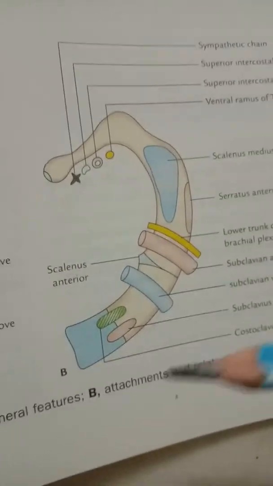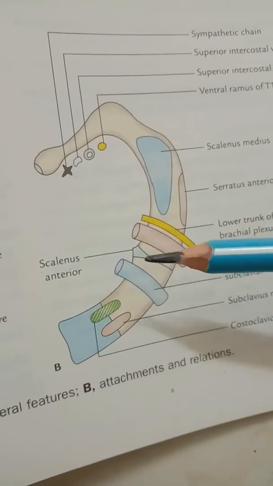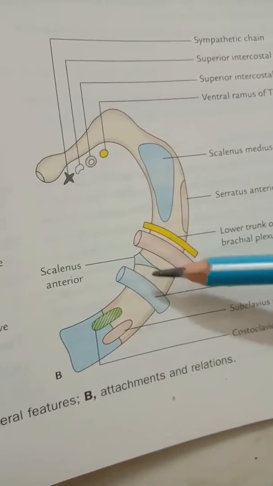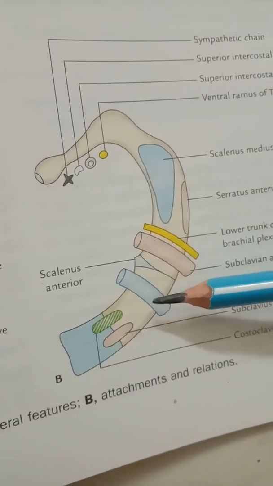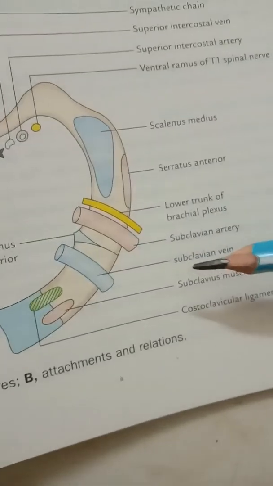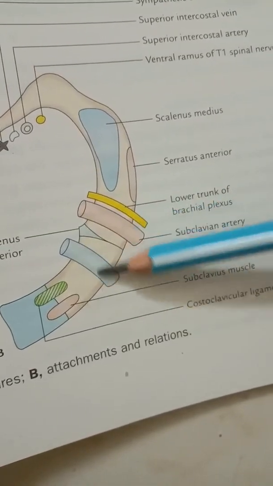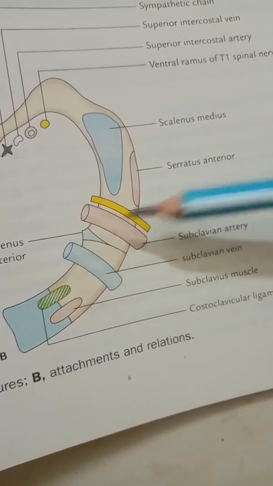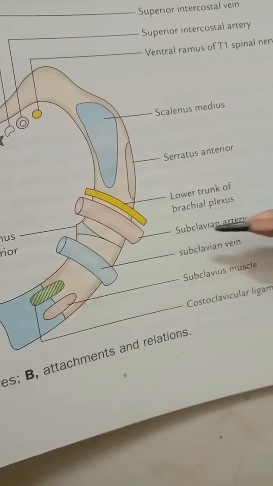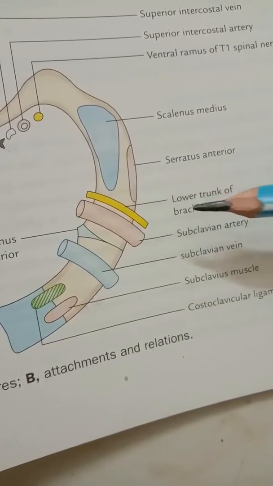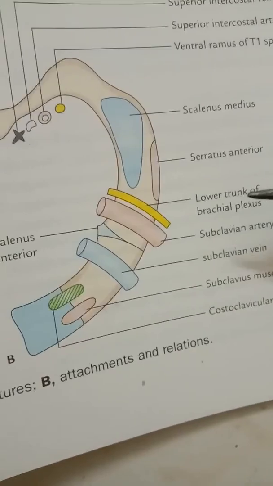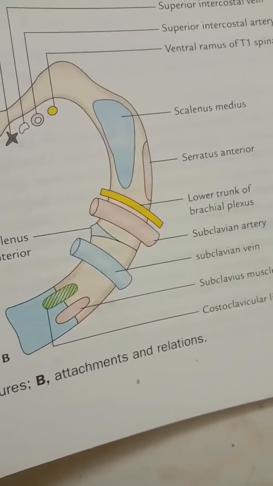After that, anterior to that is the groove. On the superior surface is the subclavian vein, and in the posterior groove is the subclavian artery, and posterior to it is the lower trunk of the brachial plexus.